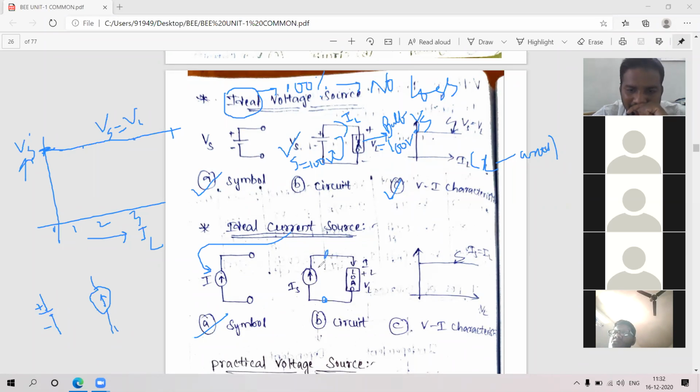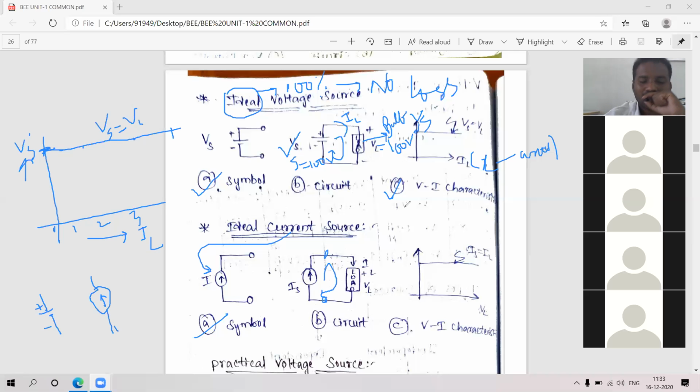And here, does the current divide? Do you have any other path? Only a single path is there. You are not having any extra path. That is why, whatever the current going into the load, I am considering it as I suffix L. And this source current is I suffix S.